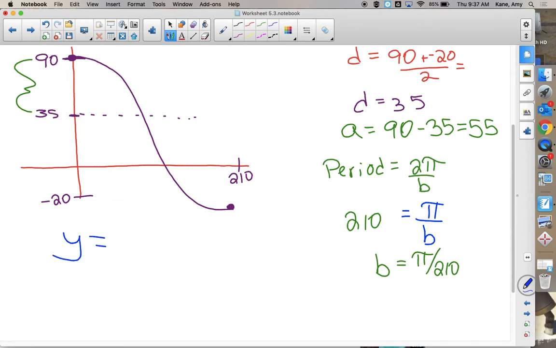Writing the equation, we have our A, which is 55. We have a cosine graph, a cosine equation. There is no phase shift because you're starting at the top of the hill. And then pi over 210 times x. And then what's the D value? 35. So that's the equation that we're going to use.